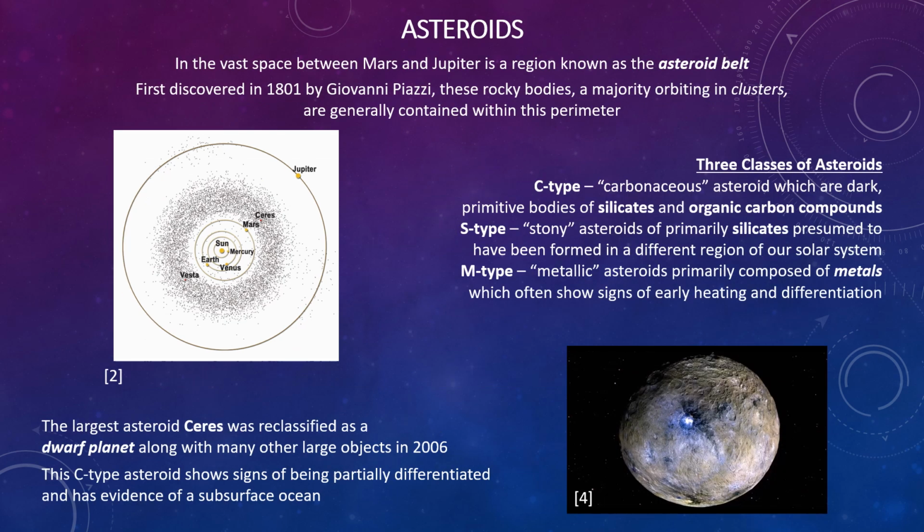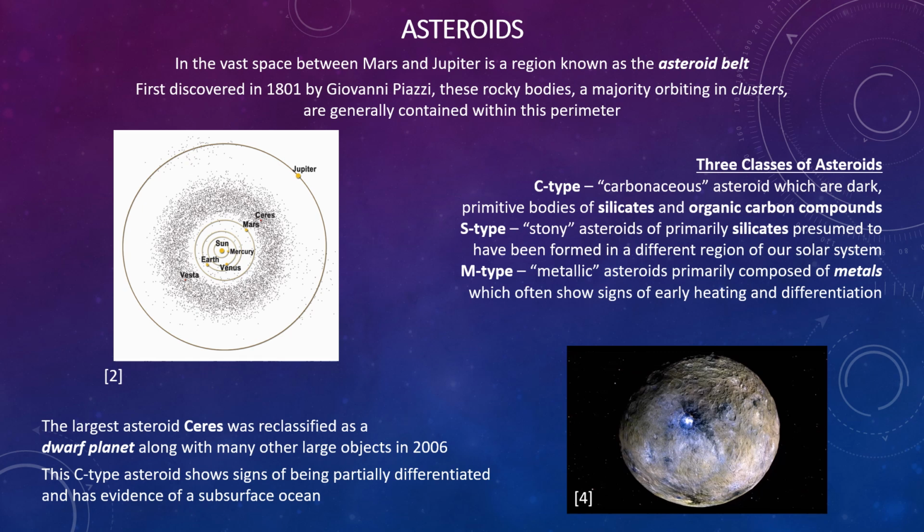So asteroids were first discovered in 1801 by Giuseppe Piazzi. And these are rocky bodies that have a large tendency to be in big clusters, with the vast majority of asteroids found in the asteroid belt, that region between Mars and Jupiter. And so there are actually three main types of asteroids.